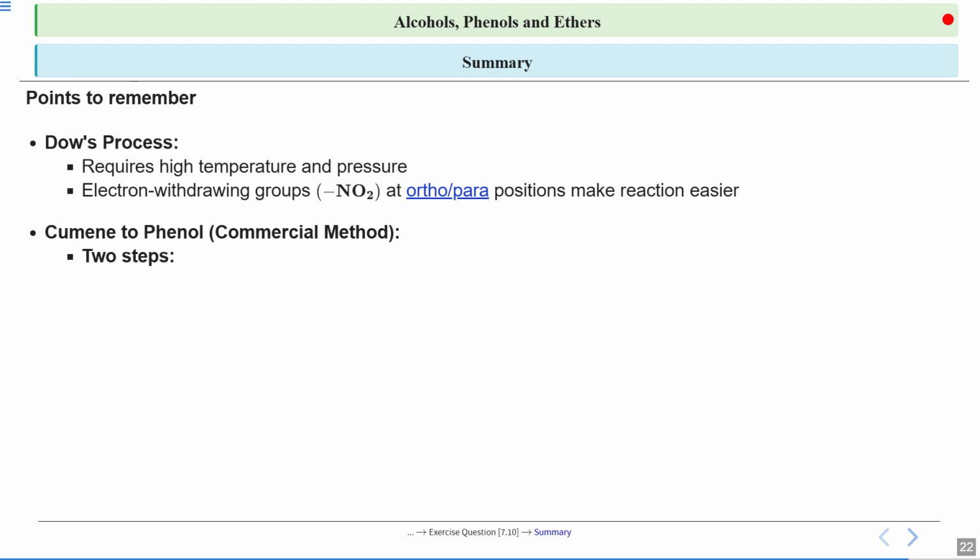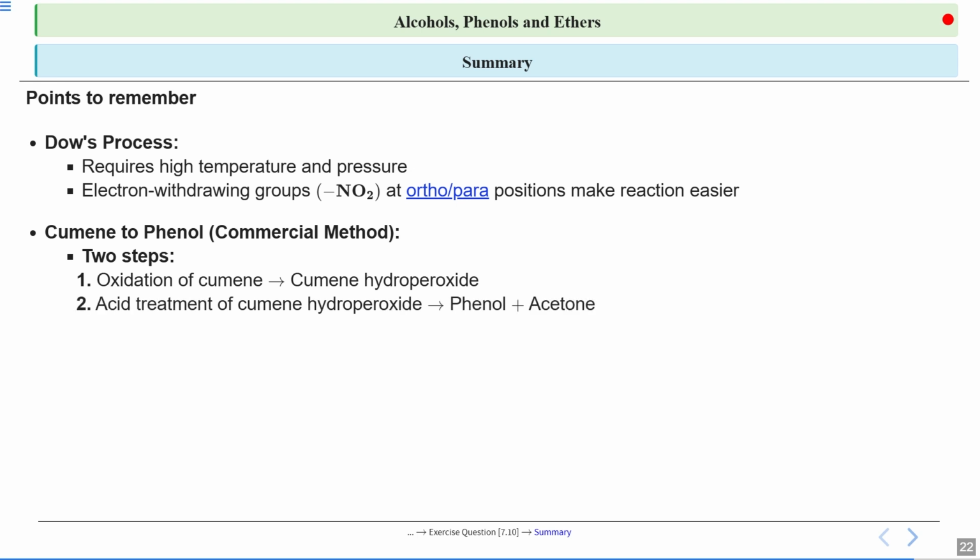It includes 2 steps. Step 1 is cumene oxidation, where you get cumene hydroperoxide, and step 2 includes the acid treatment of cumene hydroperoxide in the presence of dilute acid to give you the products phenol and acetone. Acetone is a byproduct, still it is obtained in large quantity. That's why this is a very commercial method used to prepare phenol.